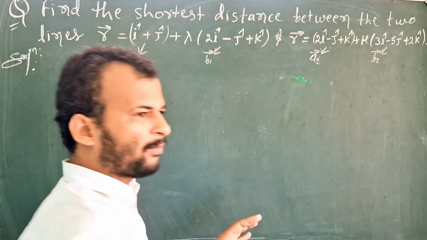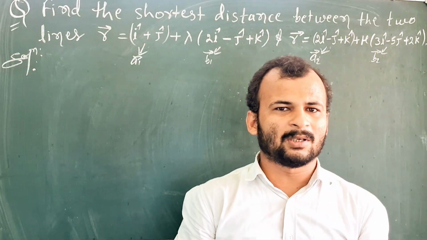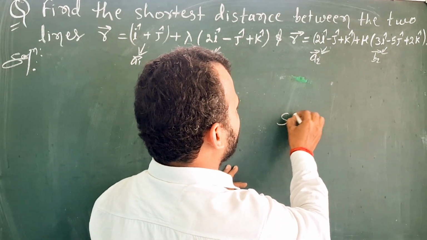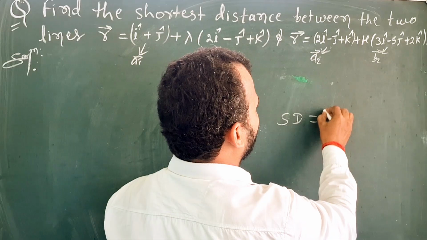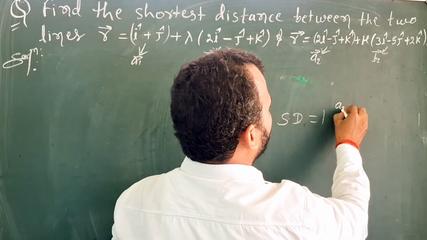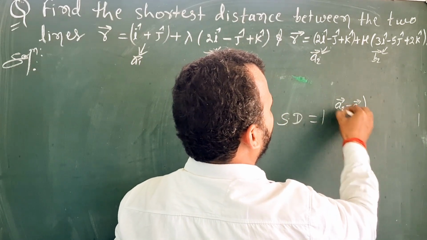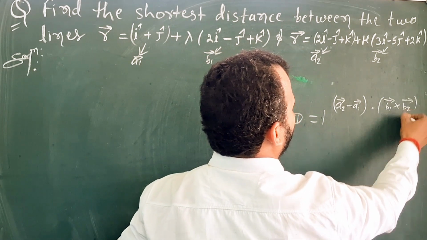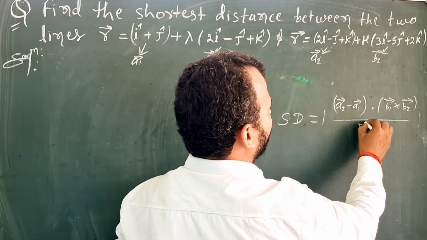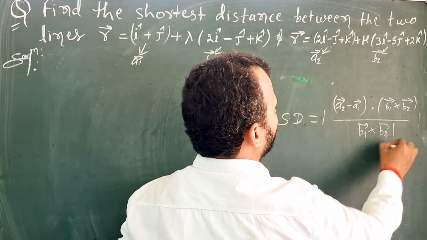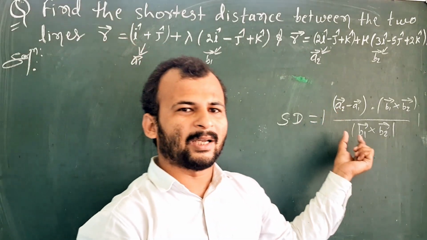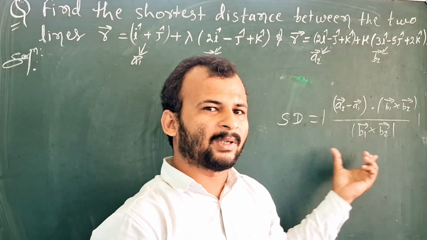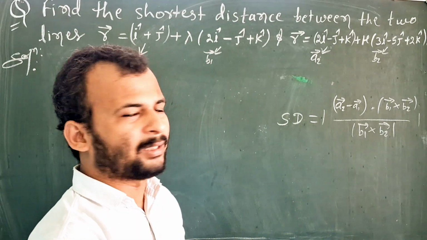First of all, to find the shortest distance between these two lines, we know the formula of shortest distance is equal to the modulus of (a2 vector minus a1 vector) dot (b1 vector cross b2 vector) divided by the magnitude of b1 vector cross b2 vector. So we need to find a2 vector minus a1 vector, and b1 vector cross b2 vector and its magnitude. After this we can find the shortest distance very easily.